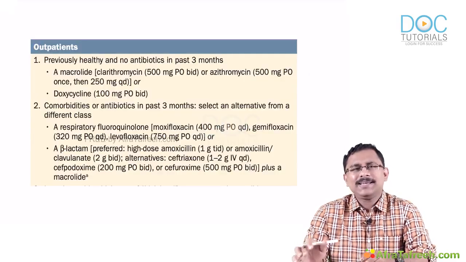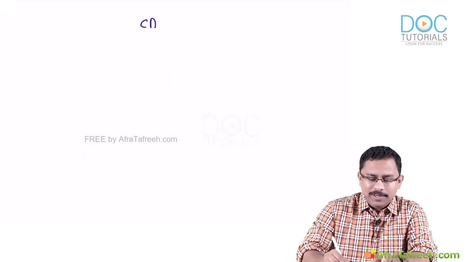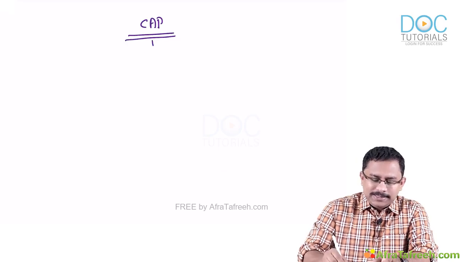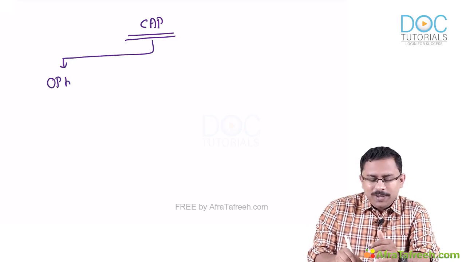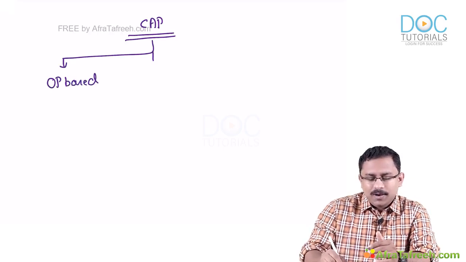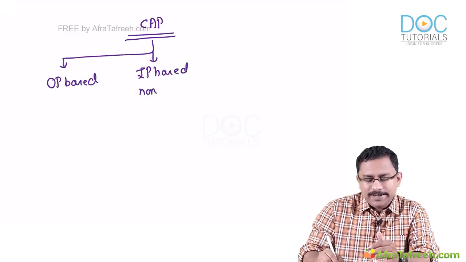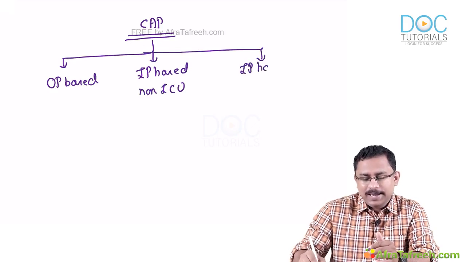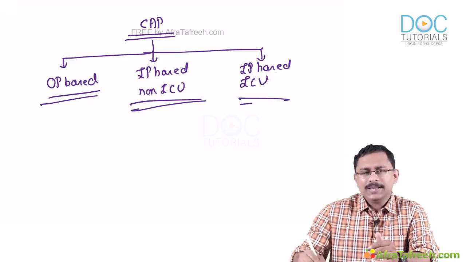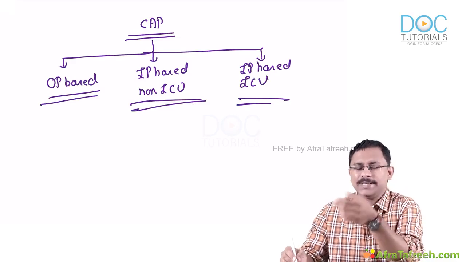Okay, see Harrison, when it discusses the treatment of community acquired pneumonia, it is dividing the selection of antibiotics based on whether it is OP based management, or it's the IP based non ICU patients management, or if the patient is an IP and it is an ICU patient. Okay, that is how they have divided. The same rule applies to the 2019 classification also. There is a slight difference which I'll tell you.